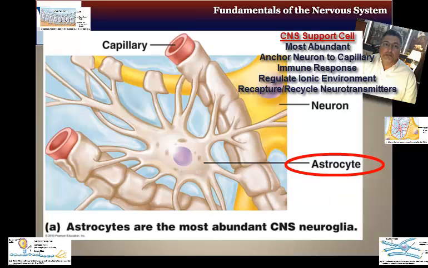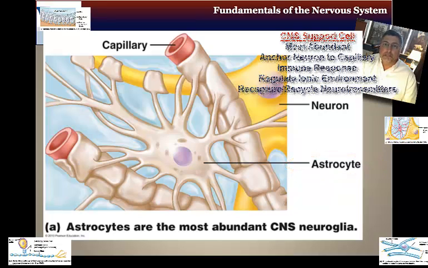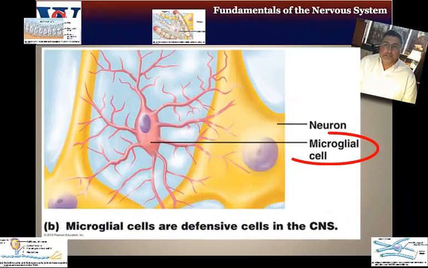They play critical roles in the immune response because they act like antigen presenting cells. They also regulate the ionic environment in the extracellular space by minimizing the loss of potassium during repolarization events. And they recapture and recycle the neurotransmitters that are being broken down at the postsynaptic end.